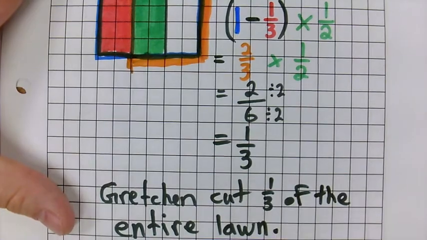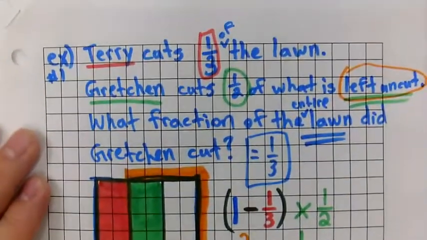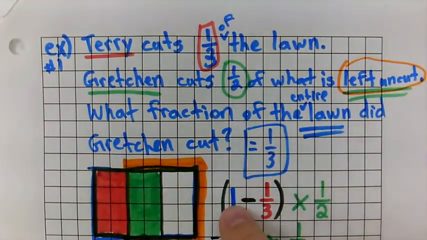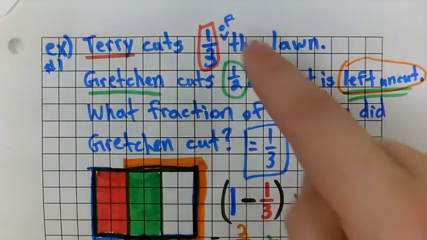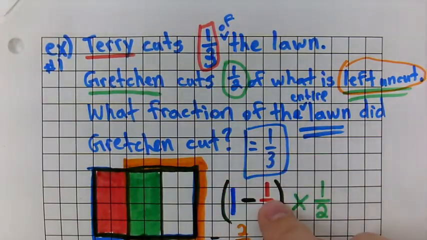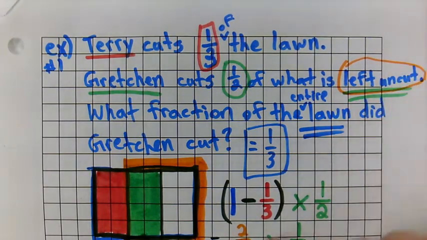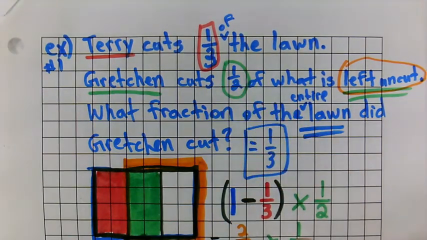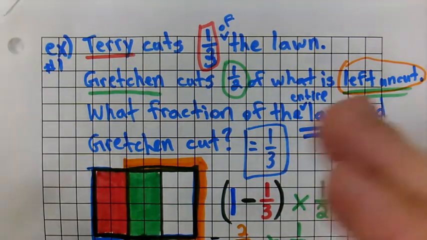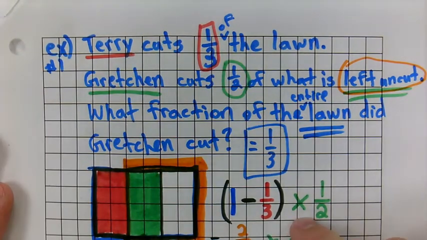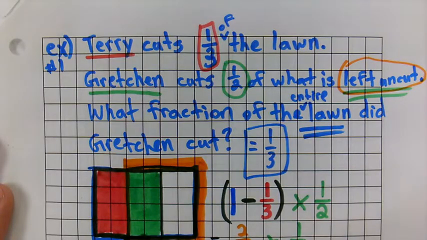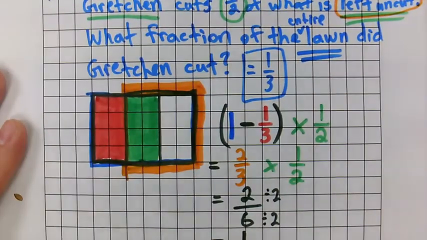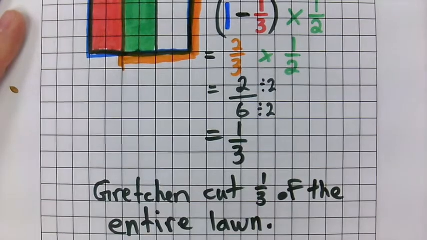A mathematical way to show this would be that the entire lawn is 1. Terry cut 1/3 of it, so we're not talking about that third. That's what's left uncut, right? It's the 2/3 that's left uncut. And 2/3 times that 1/2 of Gretchen's is what will get you how much Gretchen actually cut. And if you go 2 times 1, it's 2. 3 times 2 is 6. 2 and 6 can both divide by 2, and we're left with 1/3. And we end up getting to that same answer.